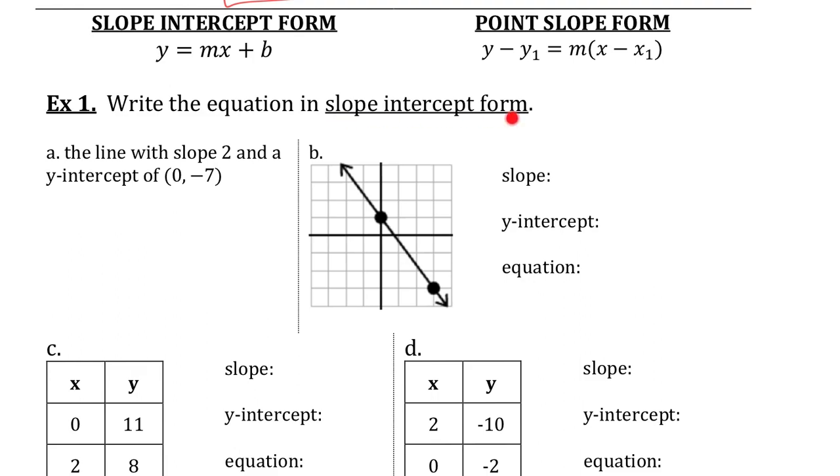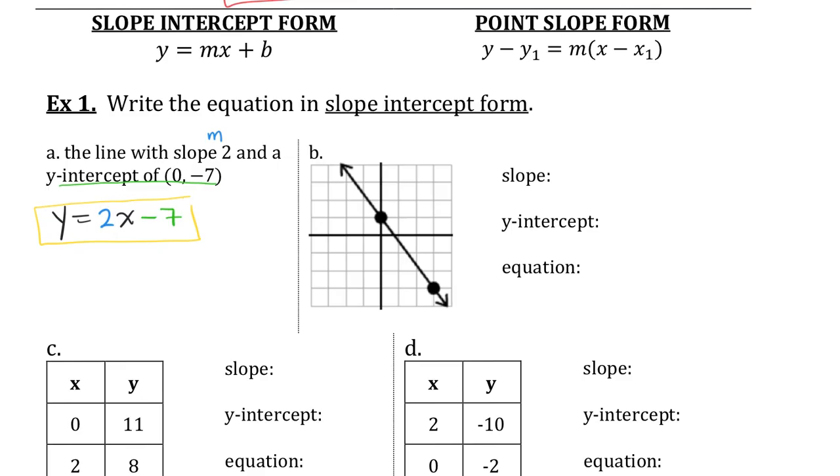For example, one, we're going to use slope-intercept form. If I'm using slope-intercept form, they're giving me the slope, and they're going to give me the y-intercept. Okay, so for A, the line with slope 2, y equals, what's m? 2. mx plus b. What's b? B is the y-intercept. What's the y-intercept? The y-intercept is -7. So y equals 2x minus 7. Slope is 2, y-intercept is 0, -7.